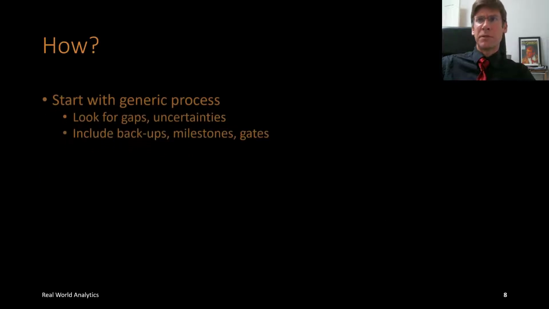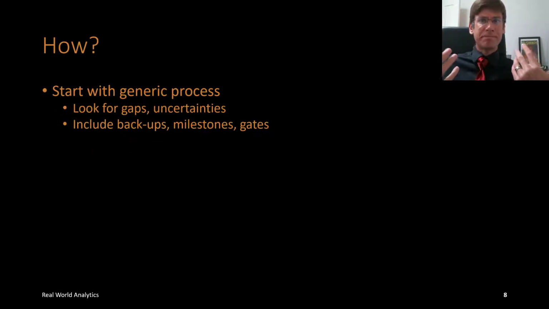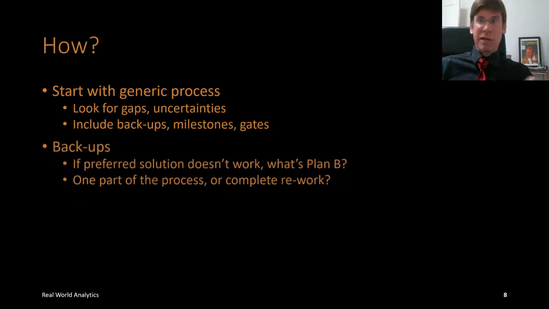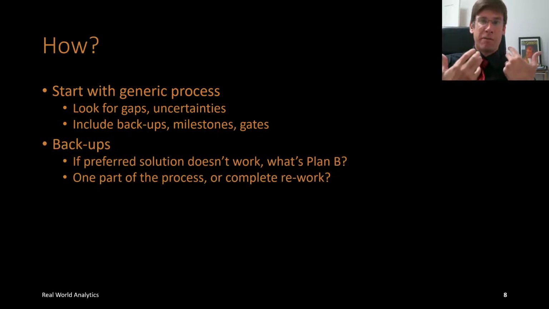So how do we do this? I'm going to start with a generic process, and I'm going to look for gaps and uncertainties. I'm going to try to include backups, milestones, and gates. If you don't know what I mean by those terms, a backup is this: if I have an idea as to how I expect a project to work, and for some reason it doesn't work, what's plan B?